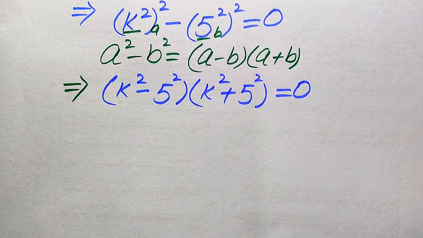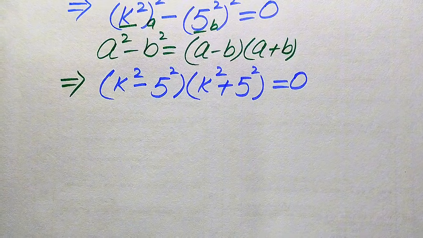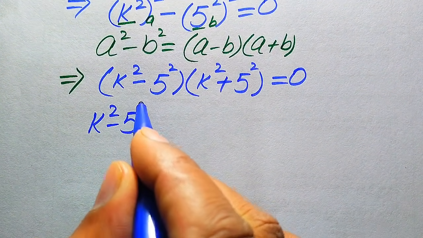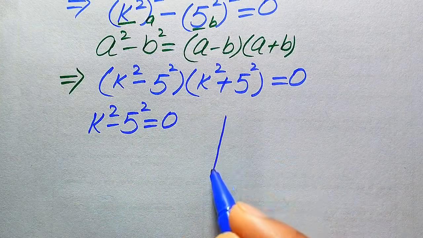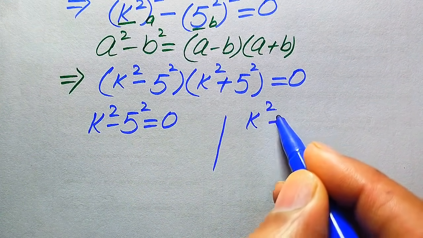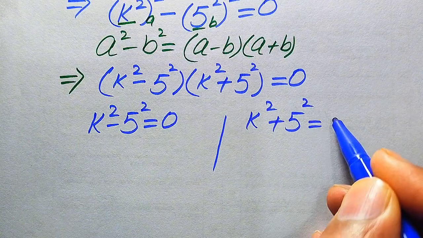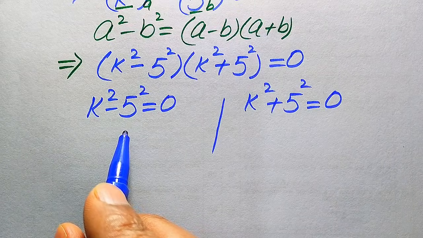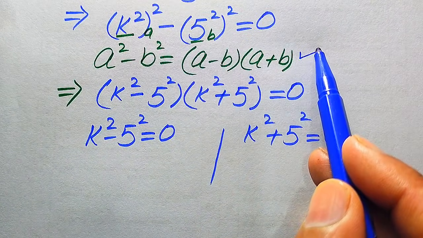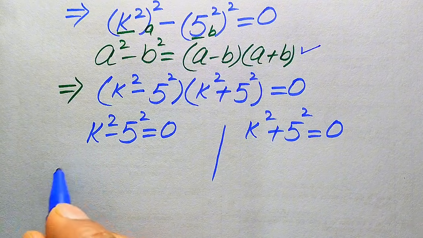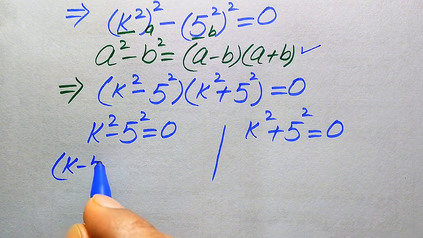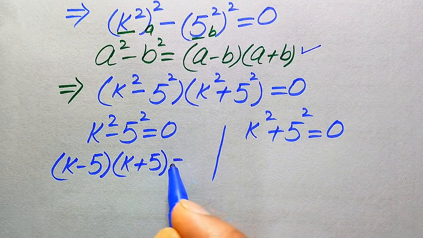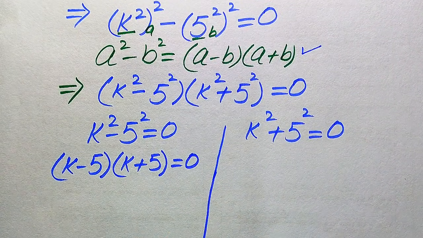And now we divide this equation into two cases. The first case is we write k square minus 5 square equals to 0, and the second case is we write k square plus 5 square equals to 0. And now first we need to solve our first case, and in this case we again apply this nice algebraic formula. So according to this formula we write this term as k minus 5 times k plus 5, and this whole equation is equal to 0.